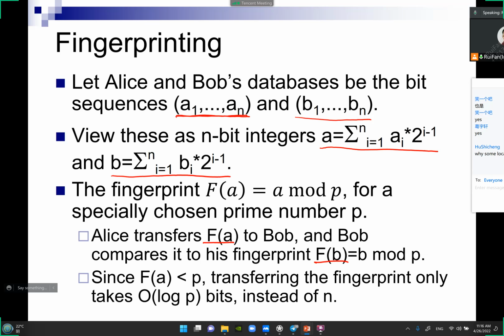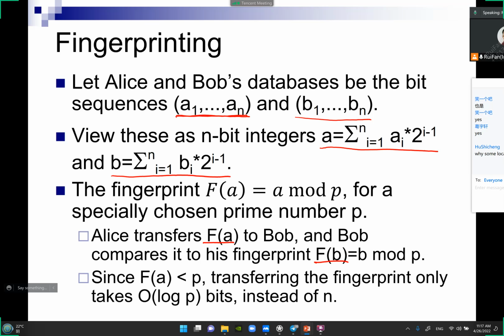So that's the entire algorithm. You just compute a modulo p, you send that to Bob, and then Bob compares that value to b modulo p. Now, how much data do you need to transfer? Well, the fingerprint is a modulo p, so it's a value less than p. To represent a value less than p, you just need log p bits. So you only need to transfer log p bits from Alice to Bob instead of n bits. If you send the entire database, you're going to send all n bits, and here we're just going to send log p bits.